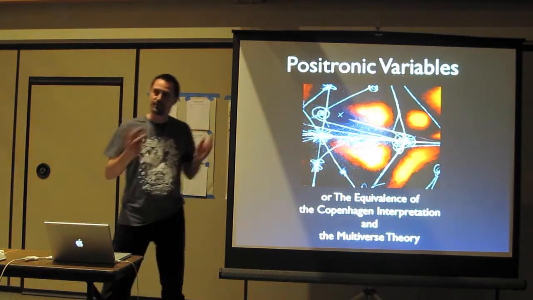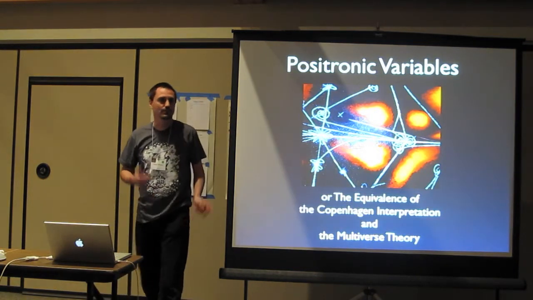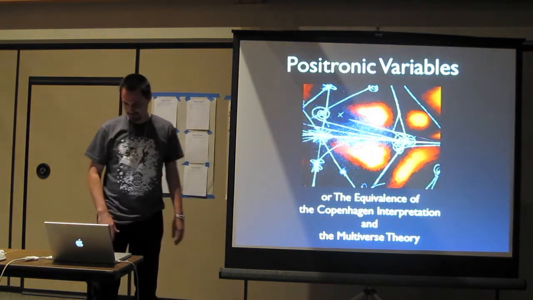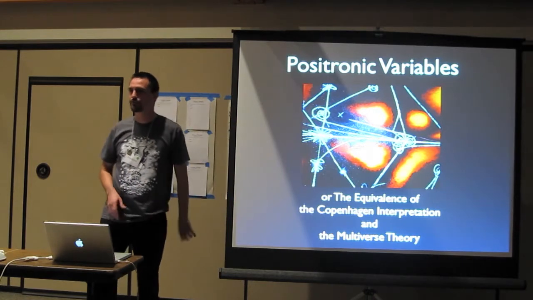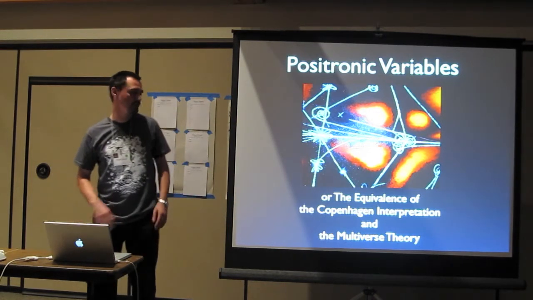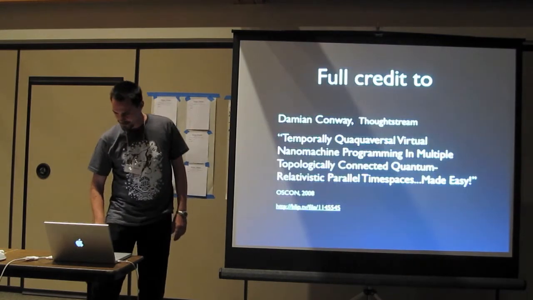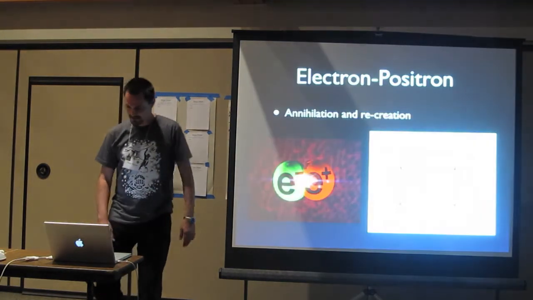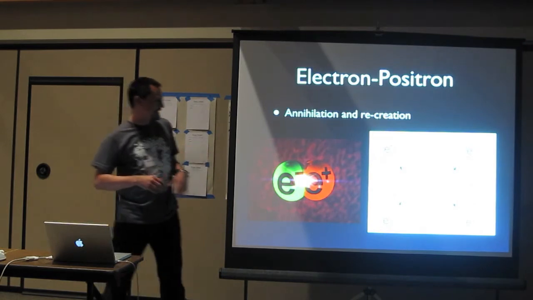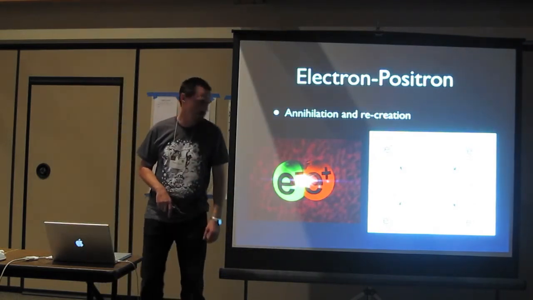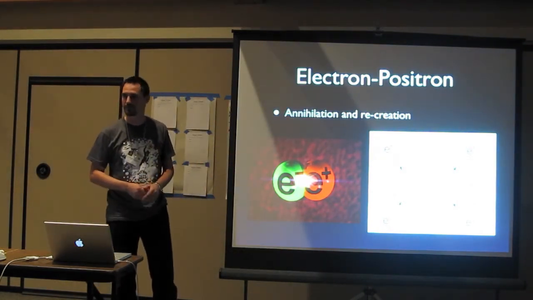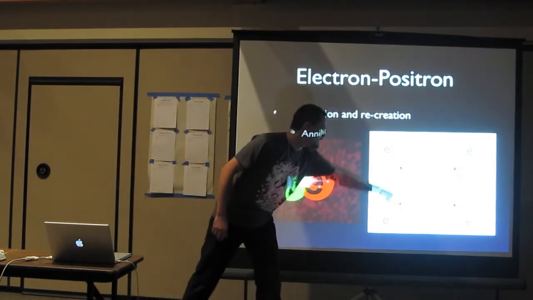So, as a continuation of the positron from yesterday, I'm going to talk now about positronic variables, which is basically software proof that there is the equivalence of the Copenhagen interpretation of quantum mechanics and multiverse theory. So, it's full credit again to Damien. Like you saw yesterday, this is the Feynman diagram of the annihilation of a positron and an electron.